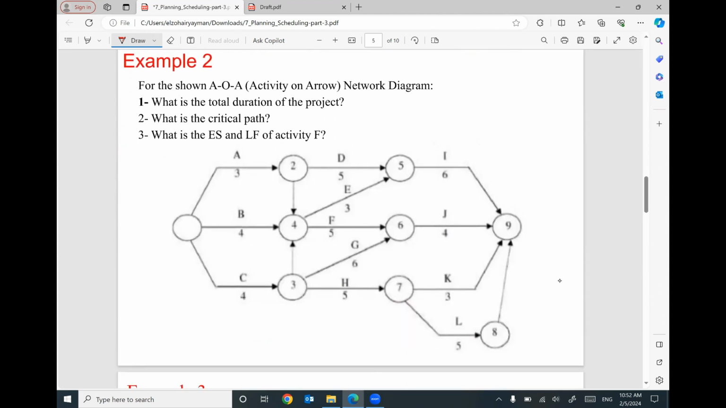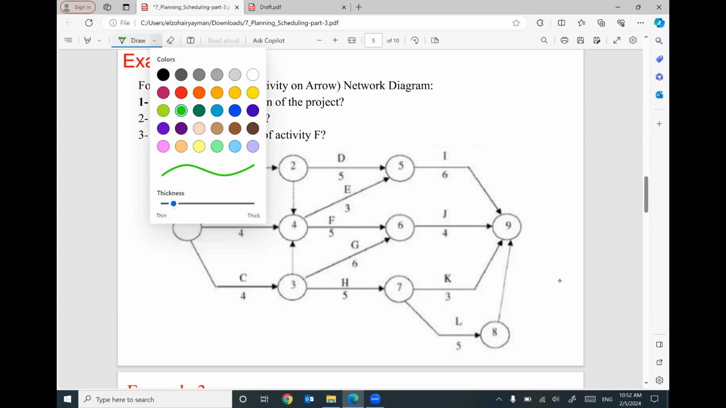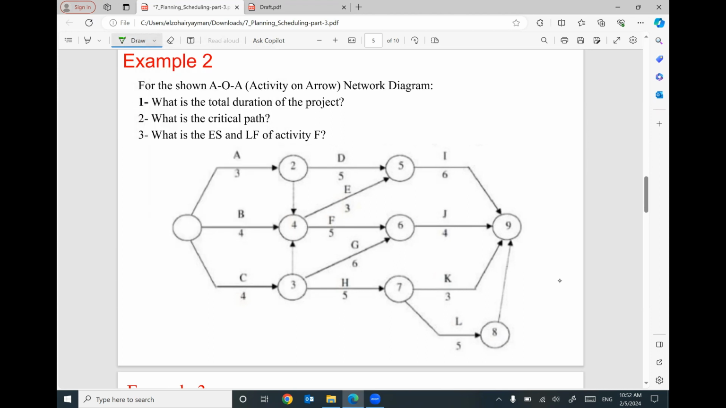The activity on arrow network is already given, and we would like to set up the timetable for this project. So the first activities in this project are A, B, C. So the early start for each will be 0. 0 plus 3 will be 3. 0 plus 4 will be 4. 0 plus 4 will be 4.